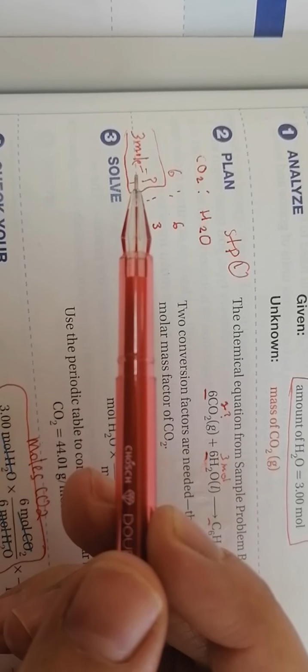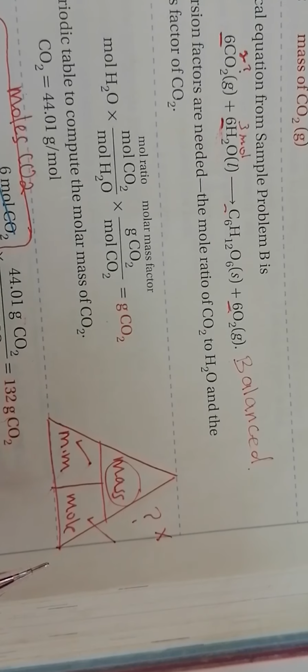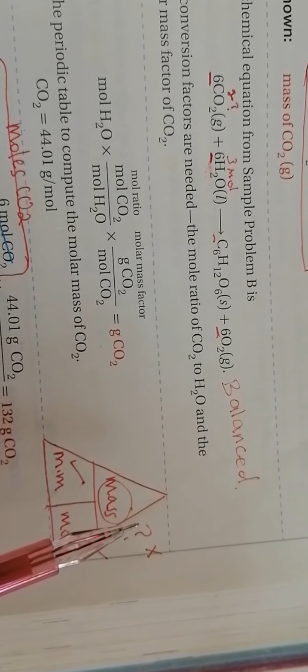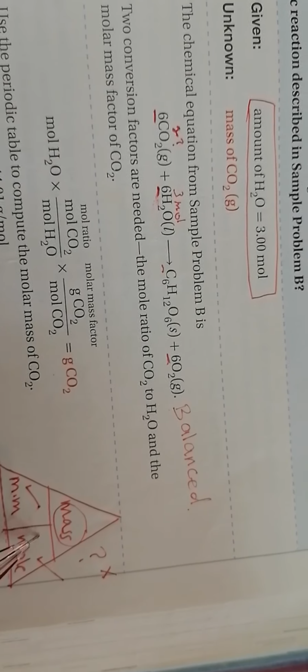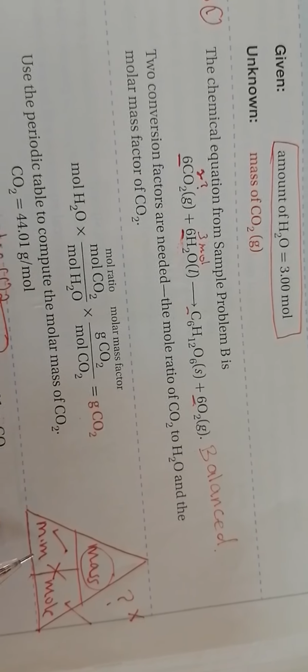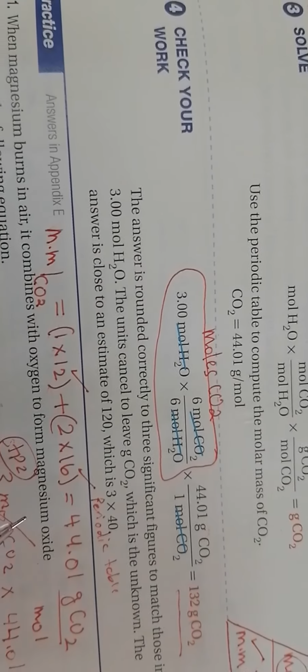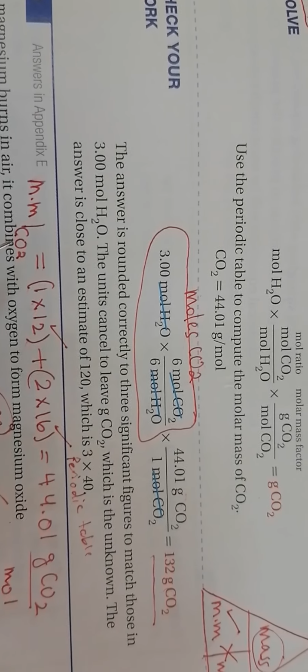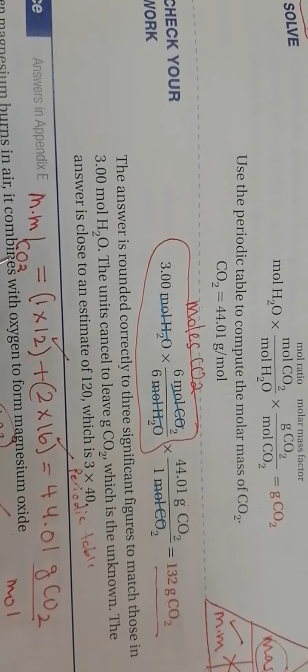Now after we find the moles, all we need to do to find grams is that we use our famous triangle over here. I have moles and I have molar mass. We find mass. So these have to be multiplied by each other. Now how do I find the molar mass of CO2? Okay, we go into the periodic table and we choose the molecular weight of carbon and oxygen.